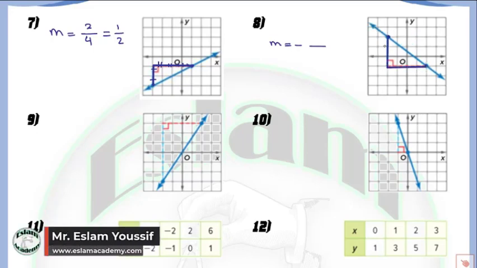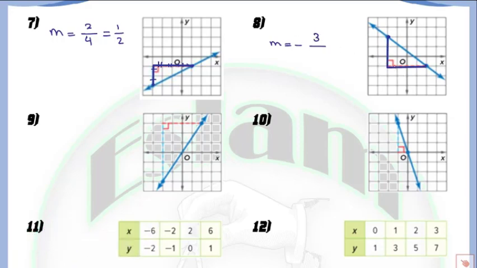Then count the vertical change. The vertical change now will be 3 units. And for the horizontal change, just count 1, 2, 3, 4. We have 4 squares, it means now we have 4 units. Once we have a fraction, you need to check if the answer is written in the simplest form or not. Negative 3 over 4 is the simplest form.